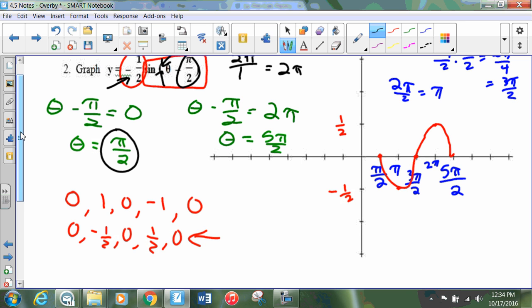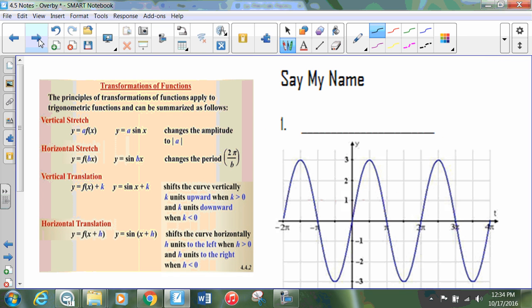All right. So we have the backward ones left. Let's look at this backward one. It looks like its period is 2 pi, right? That's a 2 pi. And it looks like it starts at 0. So is it going to be sine or cosine? Sine. It's 3 sine theta. Good.